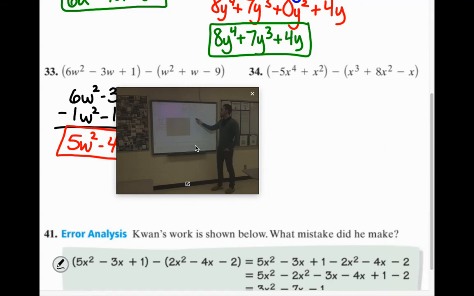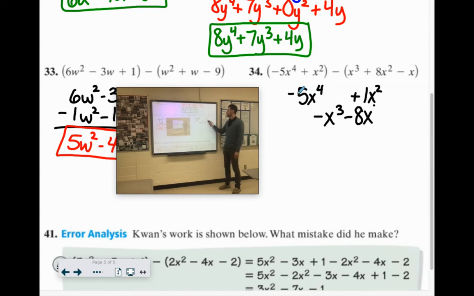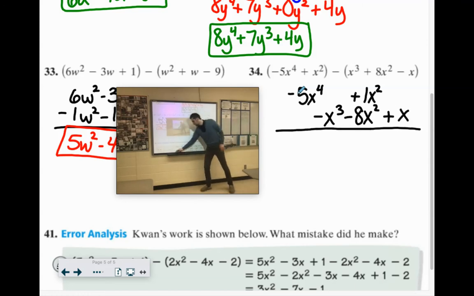All right, negative 5x to the fourth. Now, do you see how my next term is x squared? I'm going to leave a little space just in case there's an x to the third. Oh, here we go. We have an x to the third. So I'll write negative x to the third in its own column. I'll make it negative 8x squared under the other x squared. Then I'll make it positive x. There we go. We've got everything right where it needs to be.